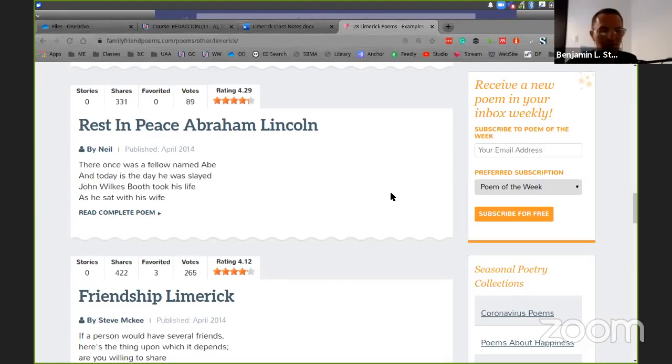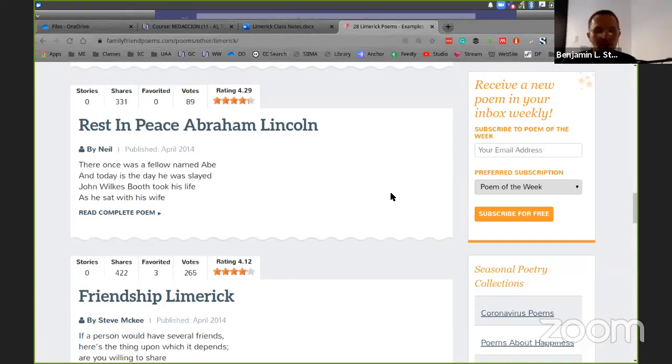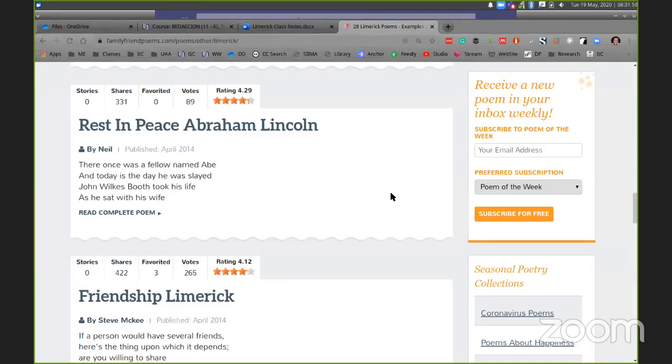Now, where are the stresses in the first line? This can be for anyone. Which word or which part of the word? In the second and the last one? Which part of the word in the first line is stressed? I think it is once and Abe. Oh no, once and named.